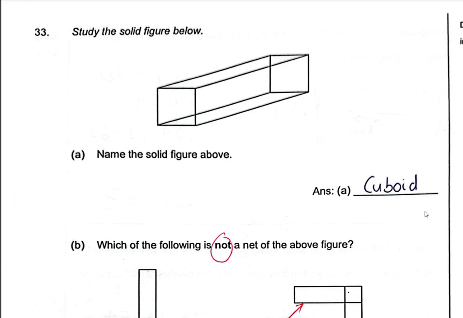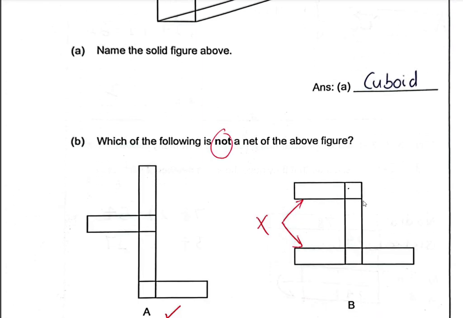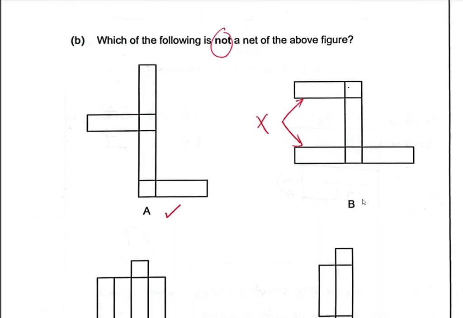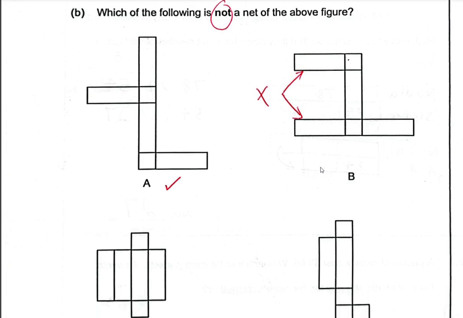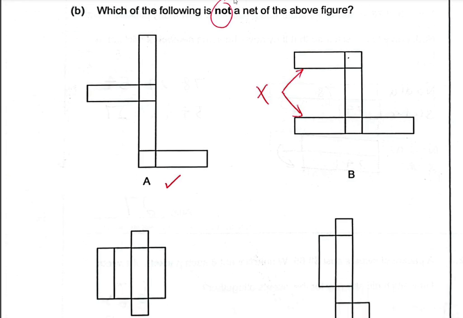Next one, this solid figure is a cuboid. It's not a rectangle. Rectangle will be the face. This is a cuboid. Next one, which is not a net of the above figure? The answer is B. Because when I try folding, this piece and this piece will bang into each other. They'll clash into each other. So these two cannot come together. So B is not a net.